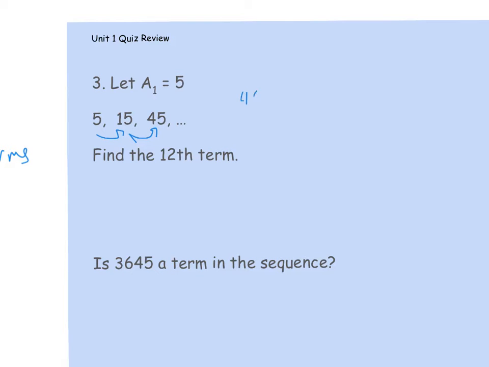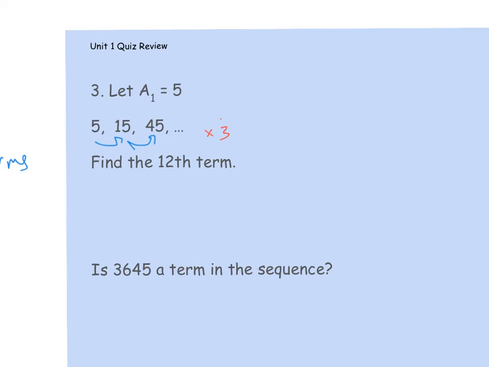So I just take 45 and divide it by 15, and then that is 3. Is 15 divided by 5 equal to 3? Yes. So it looks like I'm multiplying by 3 every time. So that's what I'm doing. Multiplying by 3.